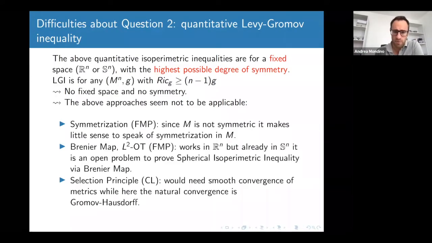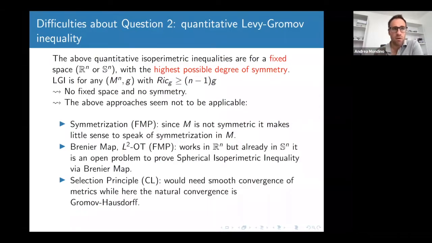Say the symmetrization, which is the approach by Fusco, Maggi and Pratelli: the basic idea is using the fact that the ambient space has a very large isometry group. One slices the set with hyperplanes and then moves the slices around using the isometry group. In a general Riemannian manifold, this has not much hope of being carried out. The Brenier map, the L2 optimal transport approach of Figalli, Maggi, and Pratelli, works very well in Rn, but already in the sphere it seems to be an open problem to prove the spherical isoperimetric inequality using the Brenier map approach. So it is even more challenging in a general manifold with a lower bound on the Ricci curvature. And the selection principle by Cicalese and Leonardi is probably the most flexible approach, but it uses heavily regularity theory and smooth convergence.